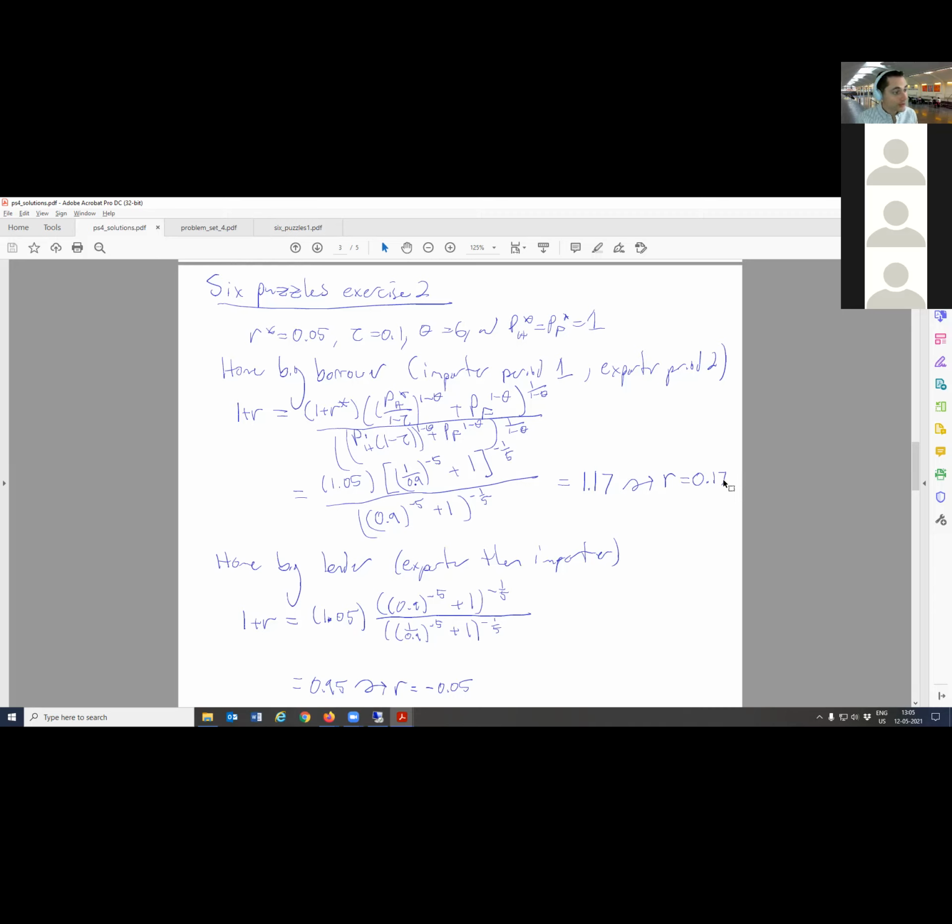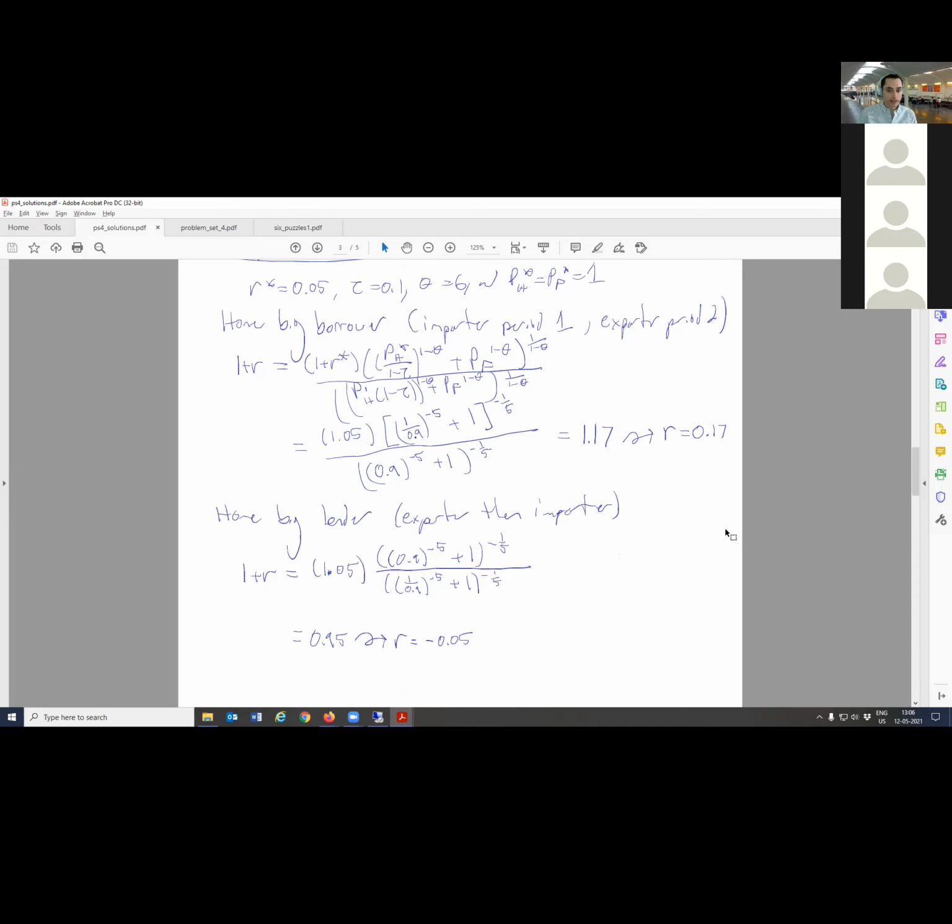Okay. So recall that the nominal interest rate you can access abroad is 0.05. Here, when I'm a borrower, when I want to borrow, the real interest rate I'm facing is 0.17. So I'm facing an interest rate that's higher than the nominal interest rate abroad. Okay, so that's the point.